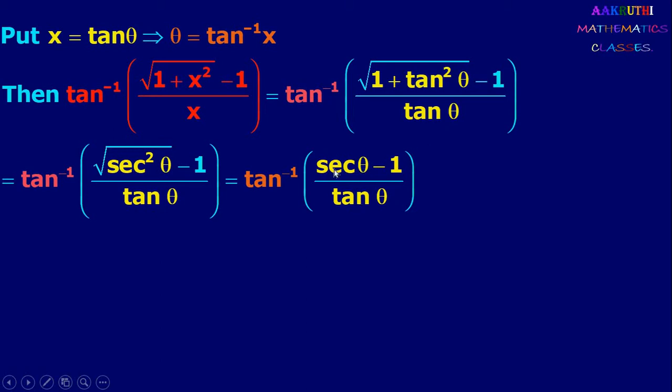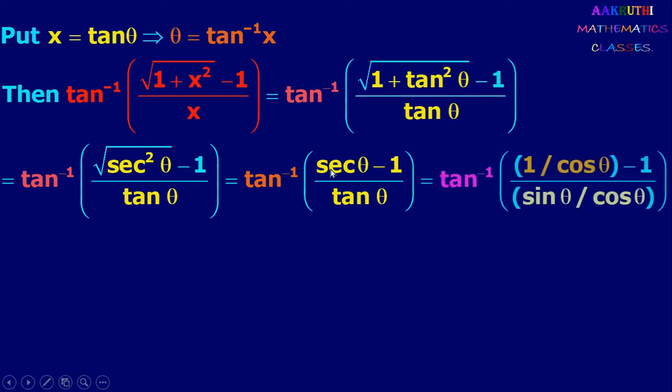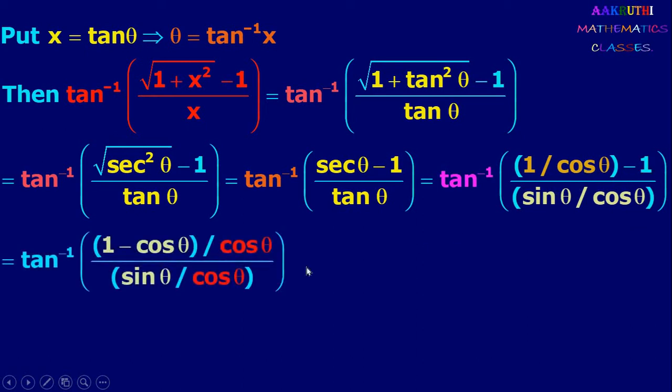Simplify this. Secant theta can be written as 1 by cos theta, tan theta can be written as sin theta by cos theta. So it is tan inverse of (1 by cos theta minus 1) divided by (sin theta by cos theta). We can take LCM here and we can simplify. It is tan inverse of ((1 minus cos theta) by cos theta) divided by (sin theta by cos theta). Here cos theta cancel, remaining is tan inverse of (1 minus cos theta) by sin theta.